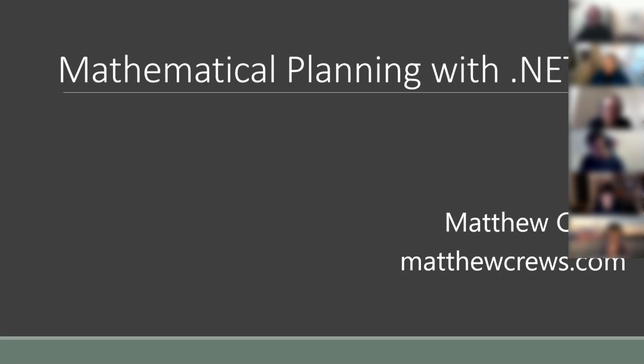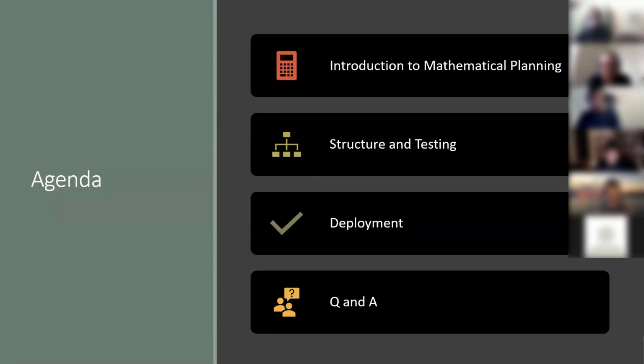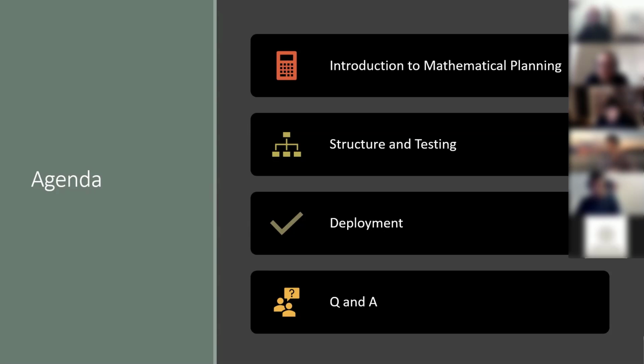Let's switch over here. Mathematical planning with .NET. What is this workshop going to look like? The majority of it is going to be the introduction to mathematical planning. And it's going to start very simple, easy, maybe overly simplistic for some people. But don't worry, the difficulty will ramp up and the complexity will ramp up. So don't be put off by the first few models that we do. It'll get more interesting and more complex.